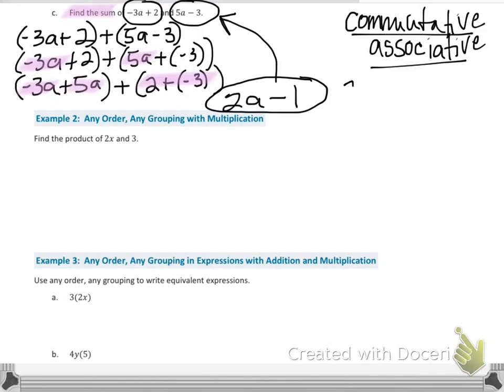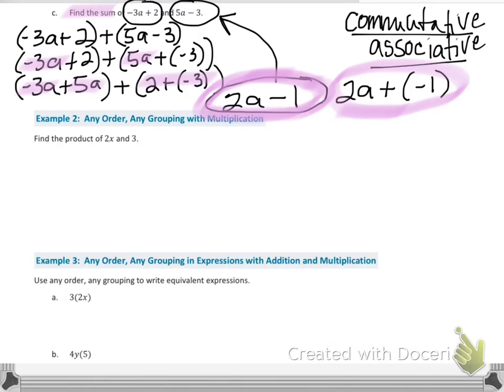You might have written it 2a plus negative 1. At this point, we don't need to do that because now we want an expression where we can just plug in a number for a. But again, this is not wrong. This would be, in a sense, more right, more simplified at the end.